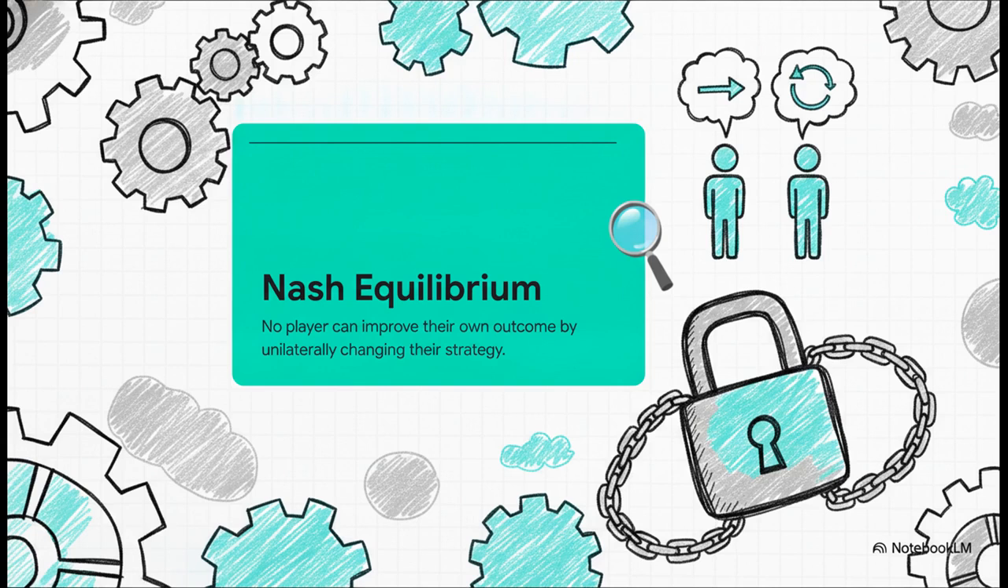Now, let's really slow down and zero in on that phrase, unilaterally changing. Unilaterally means acting entirely alone. Basically, if you're in a Nash equilibrium and you assume your competitor is absolutely not going to change their behavior, then any change you make on your own will only make things worse for you. You are mathematically trapped by the status quo as long as the other player holds firm.